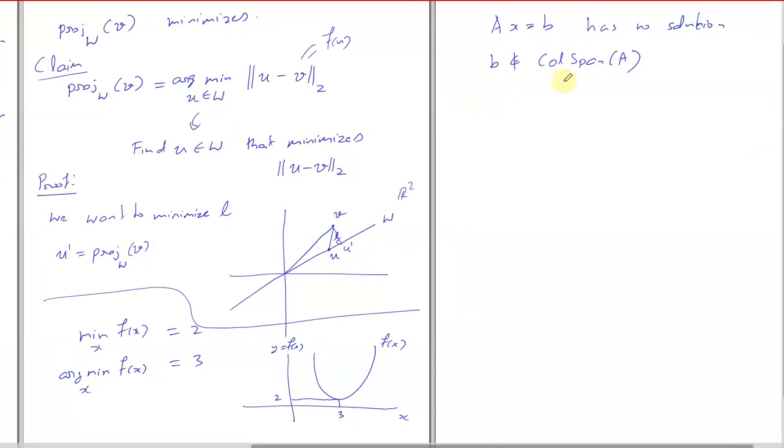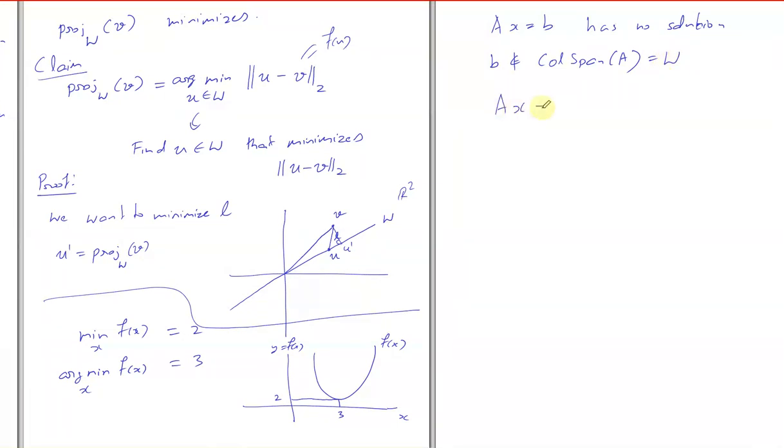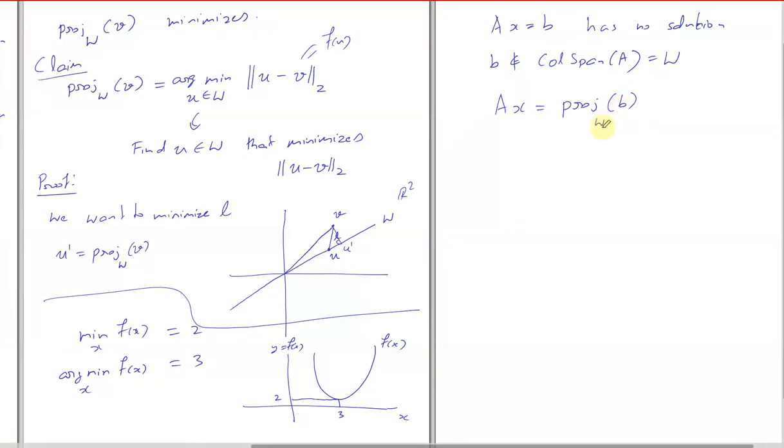So B does not belong to the column span of A. What is the natural thing to do? We could solve Ax equal to the projection of B onto the column space of A. Instead, you can take this as W and just solve Ax equal to the projection of B on the column space of A.